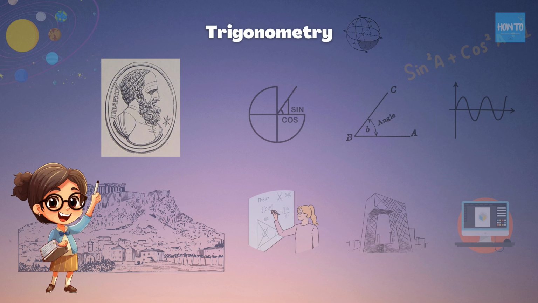Trigonometry. The Greeks, particularly Hipparchus, made significant contributions to trigonometry. Trigonometric functions such as sine, cosine, and tangent are used extensively in various scientific and engineering applications, including physics, architecture, and computer graphics. For instance, trigonometry is crucial for calculating angles, distances, and waveforms.